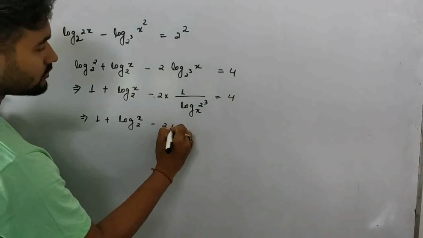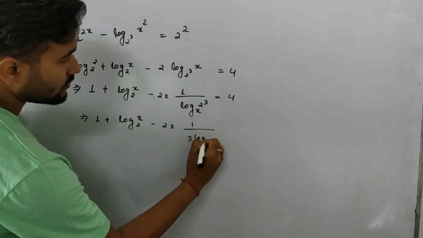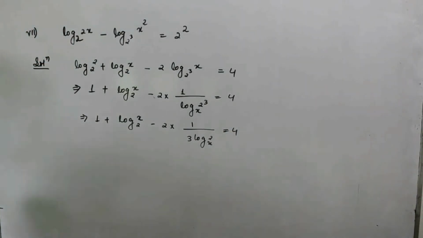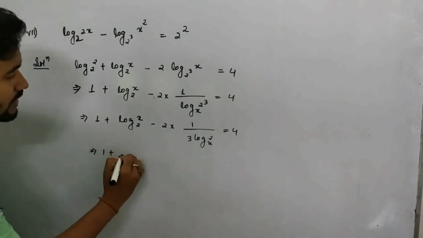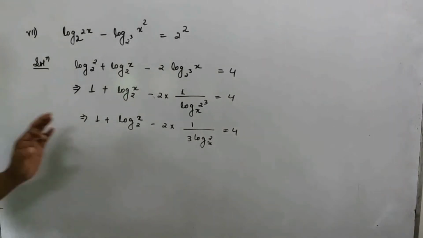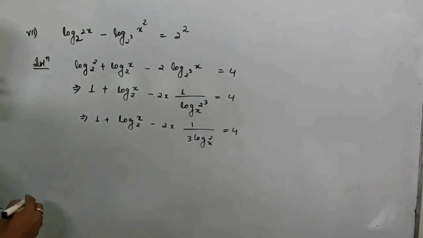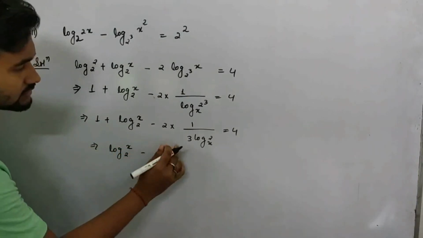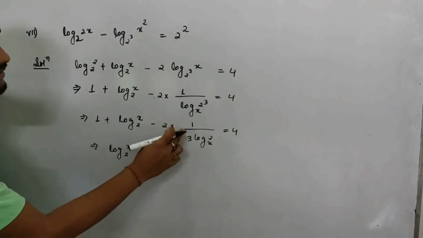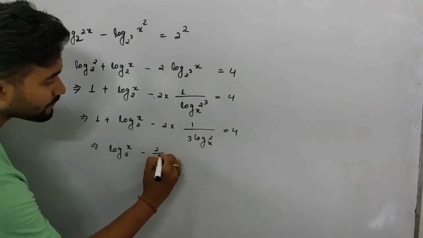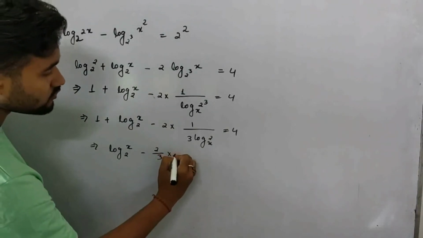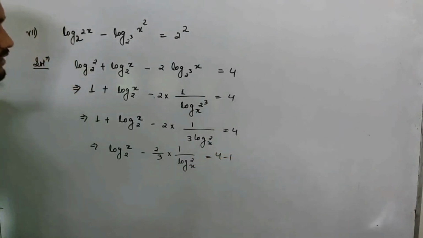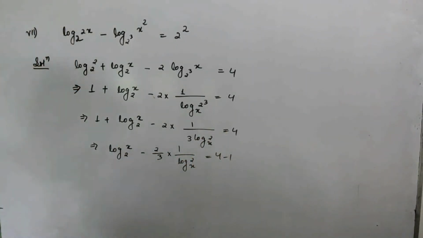this 3 will come in front. Okay, so which implies 1 plus, why am I writing this 1 so many times? This 1, if I take that side, will become minus 1, isn't it? So log of x base 2 minus this 3, if I take out, this is 1 by 3, isn't it? So this will become 2 by 3, and what is remaining is into 1 by log of 2 base x, and this is 4 minus 1. This plus 1, that side minus 1. Done.